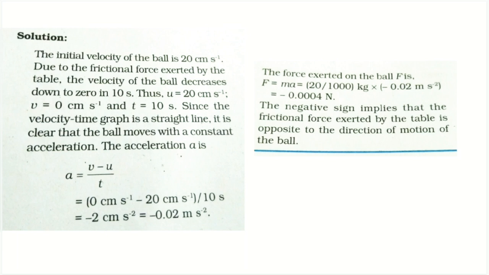Now, we can find the force exerted on the ball using the equation F equal to ma. The value of mass m equal to 20 grams is converted into kilograms by dividing 20 by 1000. Therefore, F equal to ma, that is equal to 20 by 1000 kgs into minus 0.02 meter per second square. That is equal to minus 0.0004 Newton. Here, the negative sign means that the frictional force is opposite to the direction of motion of the ball.